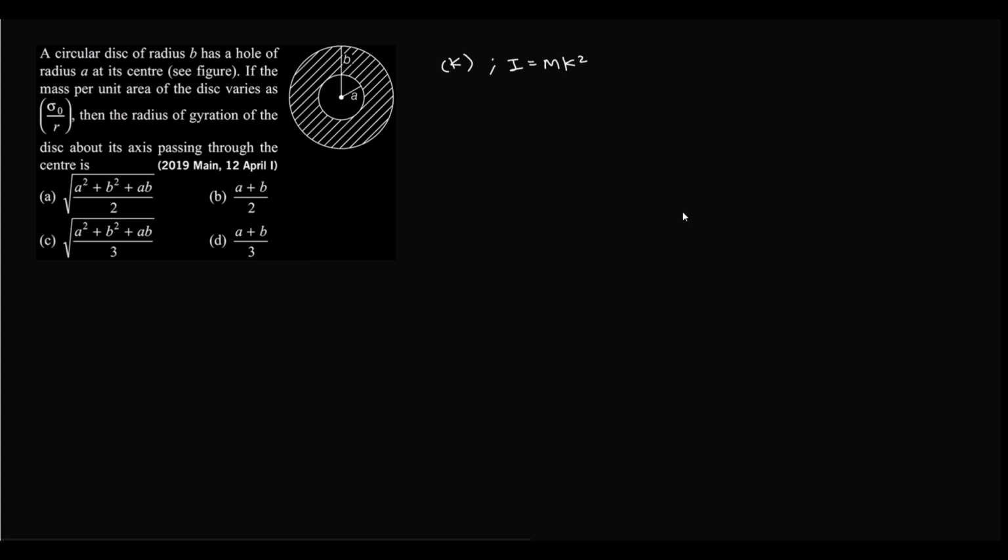So when mass is varying, inertia is integral dm r square. So we have to find dm, the mass, first.